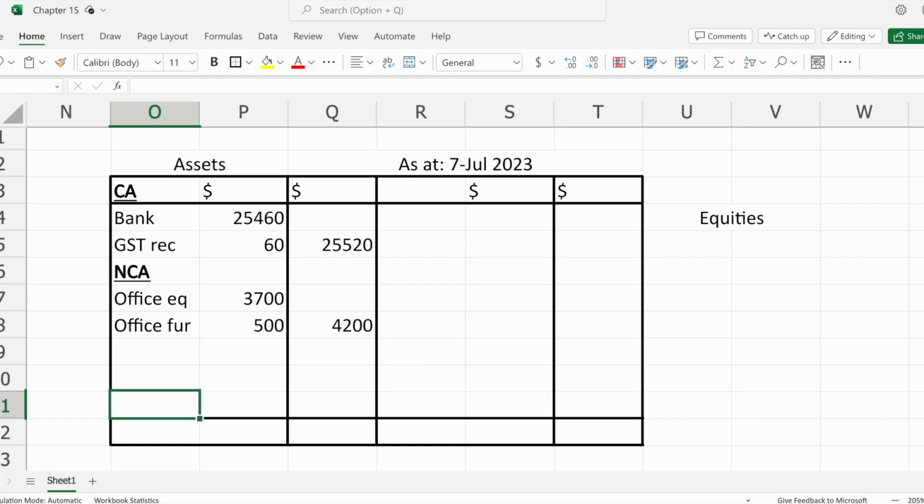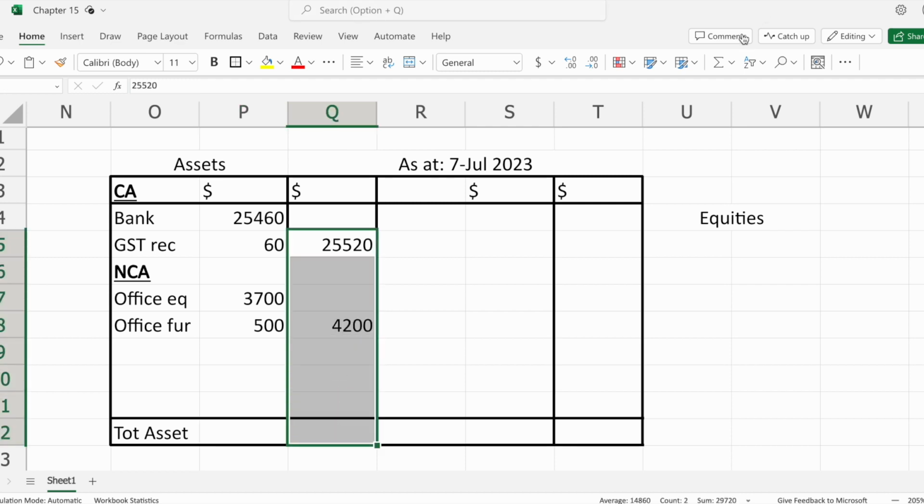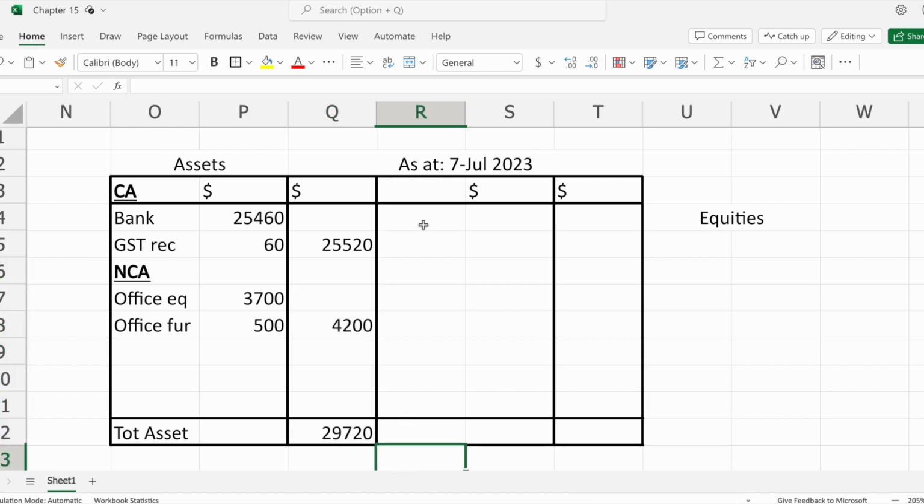Now, in this case, what we have to do here is we have to total our assets. So we have our total assets, which we'll add these, and we get 29,720. So let's do our liabilities, which is the same. It's a bit different when you're doing owner's equity as well.